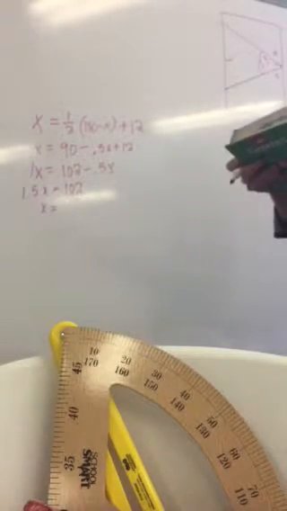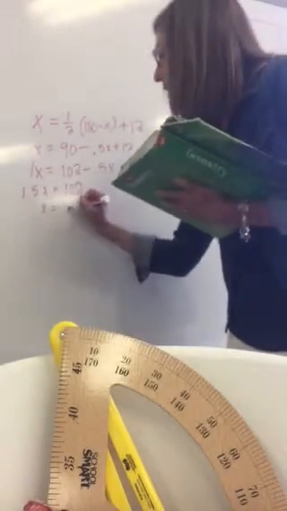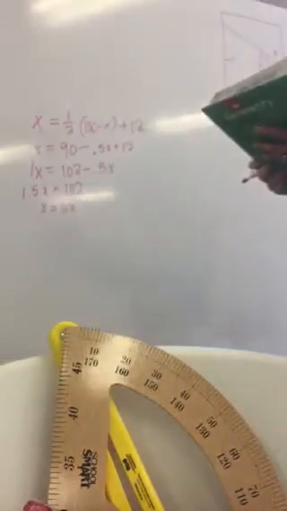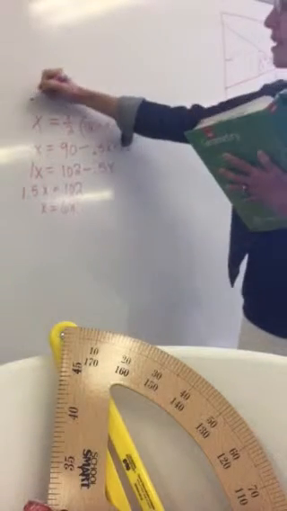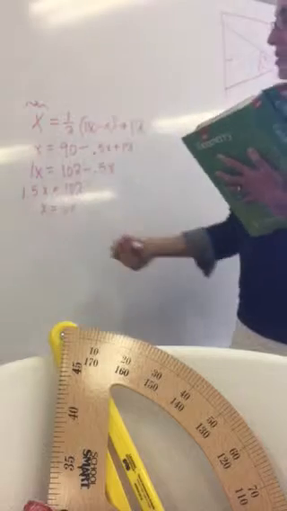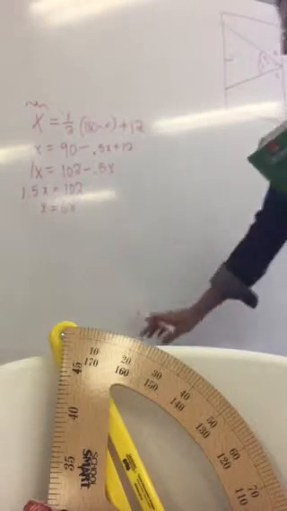And 102 divided by 1.5 is 68. All right, so the final question here is to find the measure of the angle, the x. So we're actually done with this one. We don't have to do anything else because x equals 68.